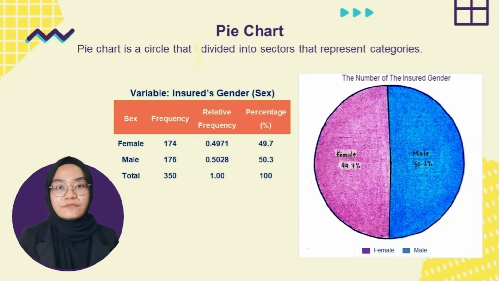Lastly is pie chart. Pie chart is a circle that is divided into sectors that represent categories. The area of each sector is proportional to the frequency of each category. The data on the table shows the number of insured by gender, female and male. The frequency of female is 174 and the frequency of male is 176. The formula to calculate the relative frequency is class frequency divided by total frequency. For example, female is 174 divided by 350, which is equal to 0.4971.